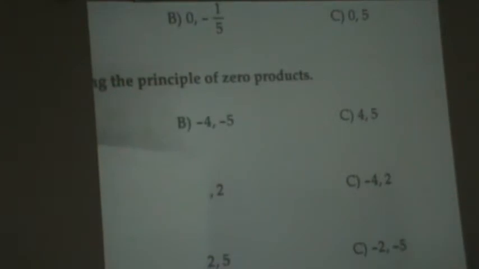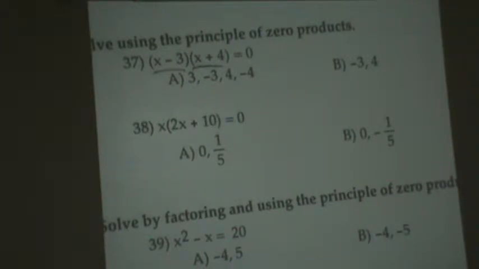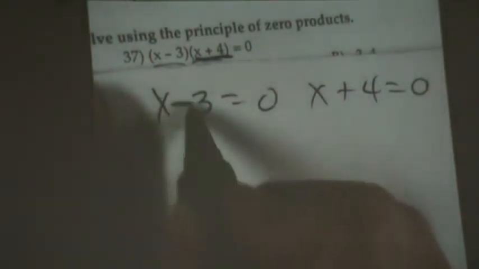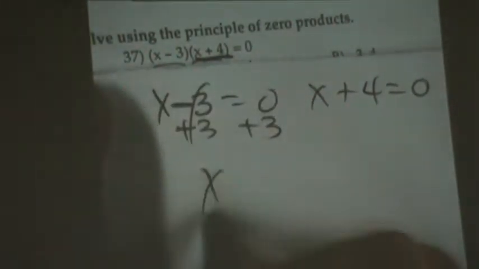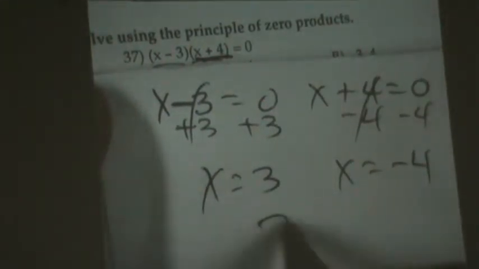Number 37. You're still doing the same thing, you're factoring. Oh, you didn't have to factor these. If they're equal to 0, you need to set each factor equal to 0. So x minus 3 could be 0, or x plus 4 could be 0, because 0 times anything is 0. For this one you add 3, so x is 3. This one you subtract 4. So positive 3 and negative 4.